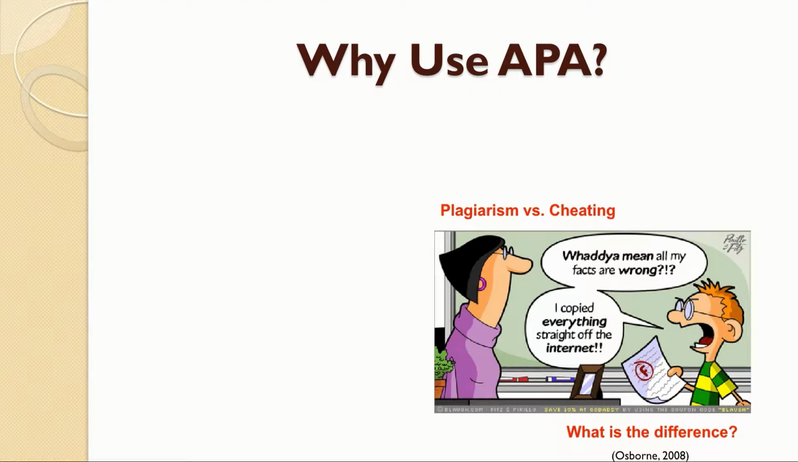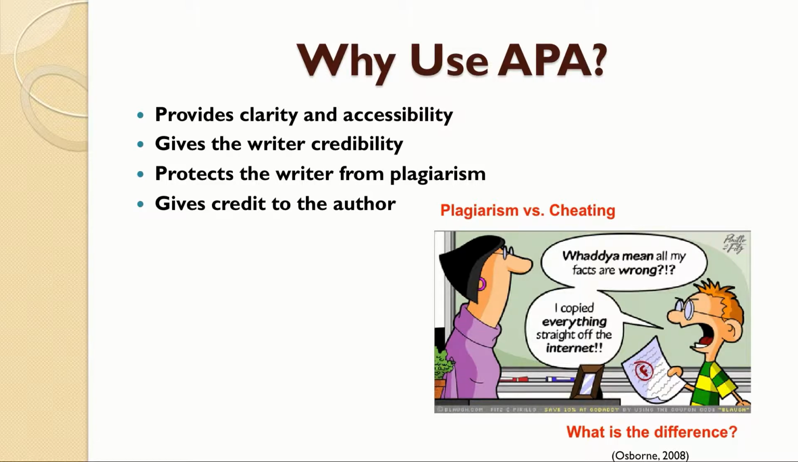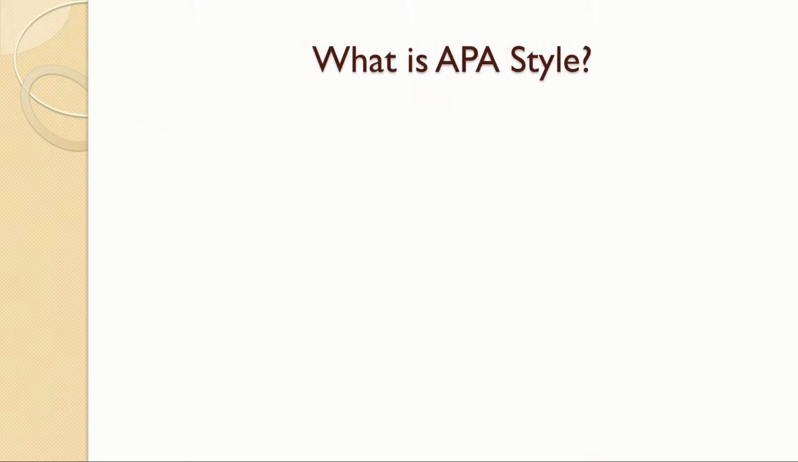So why exactly do we use APA? Well, APA provides clarity and accessibility to the writer's work. It also gives credibility to the writer, and if the writer cites while he or she writes, then it helps protect and prevent the writer from possibly plagiarizing another's work. Citing your sources gives credit to the author.